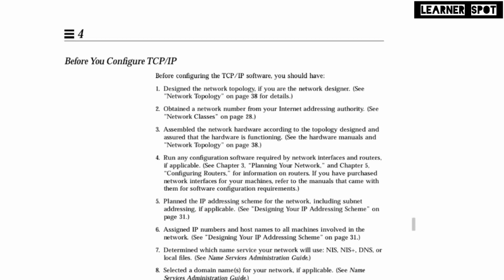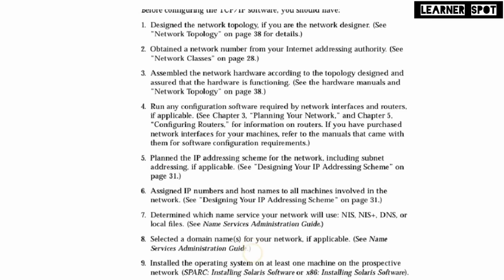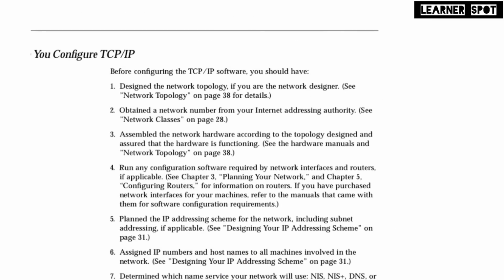So first of all, before configuring TCP/IP, what should we have done? First, we have to design the network topologies, if you are the network designer. Second, we have to obtain a network number from the internet address authority. Next, we have to assemble the network hardware according to the topology designed and ensure that the hardware is functioning. Next step, we have to run any configuration software required by the network interfaces and routers, if applicable.